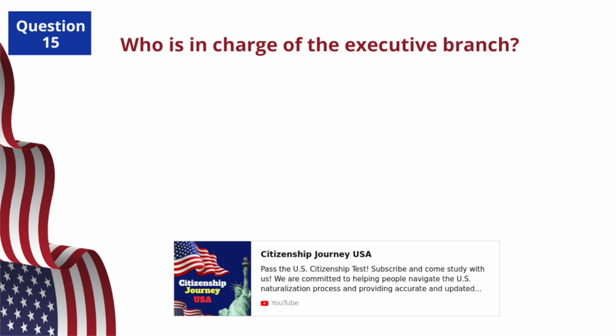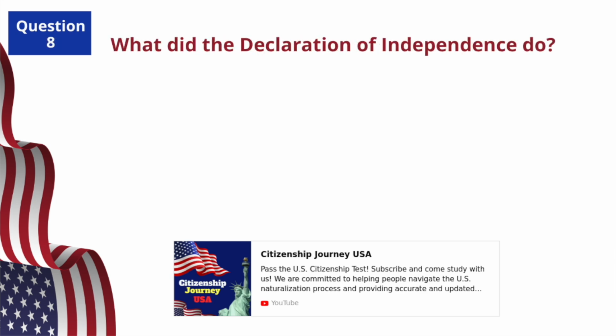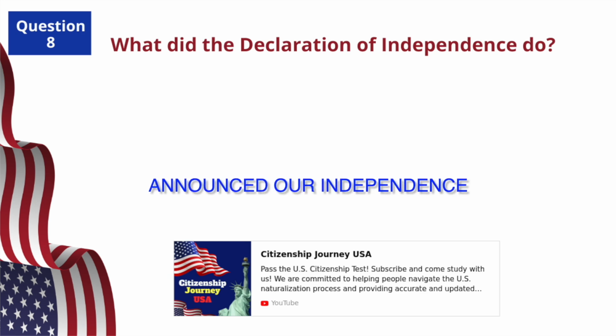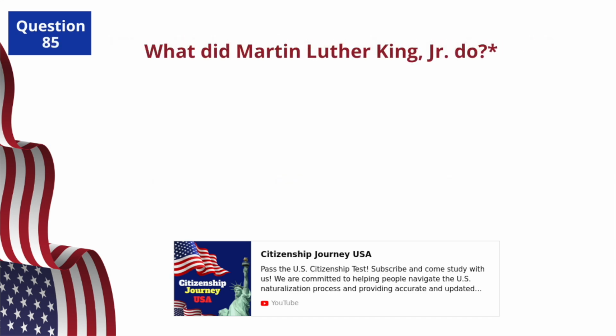Who is in charge of the executive branch? The President. What did the Declaration of Independence do? Announced our independence from Great Britain. What did Martin Luther King Jr. do? Fought for civil rights.